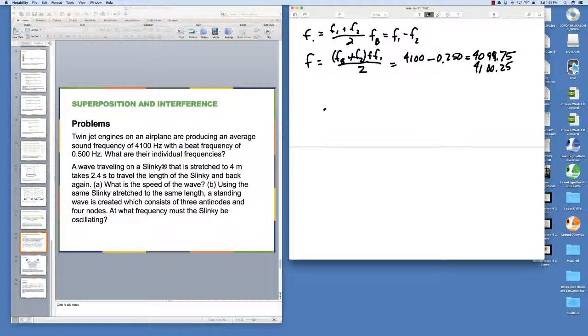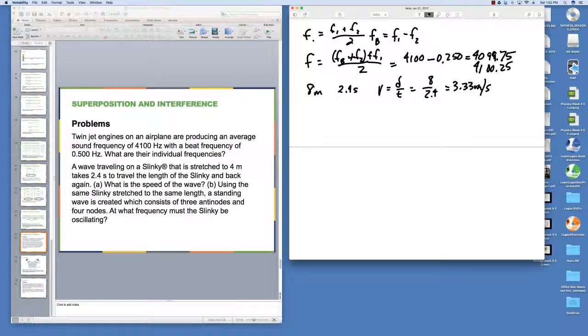A wave traveling on a slinky that is stretched to 4 meters takes 2.4 seconds to travel the length of the slinky and back. So a total of 8 meters in 2.4 seconds. It's asking, what is the velocity of the wave? Well, v is going to be the distance divided by the time, or 8 divided by 2.4, which is going to equal 3.33 meters per second.